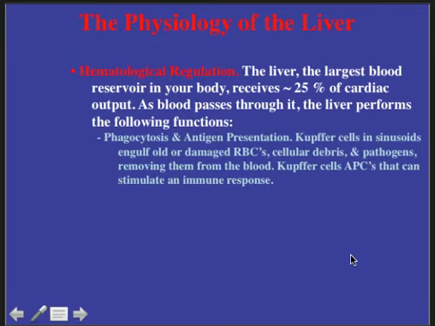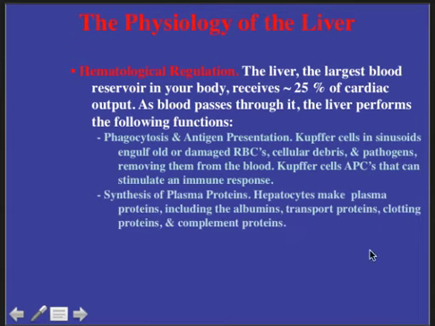They are antigen-presenting cells, and as a result, they can stimulate the immune response. They're also engaged in the synthesis of plasma protein, the main one being albumin. Well, albumin is important because it's an osmotically active, very large molecule, and it helps with our fluid balance.